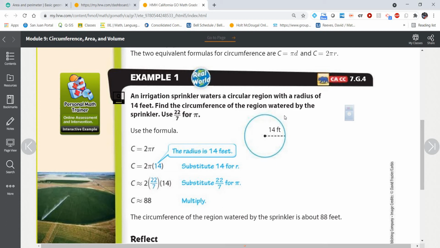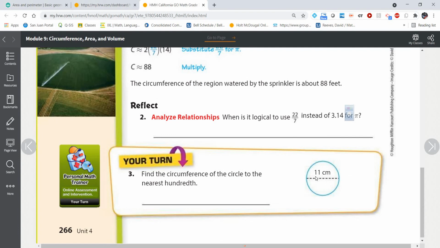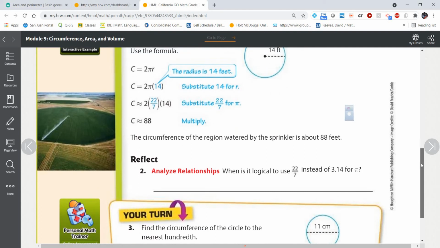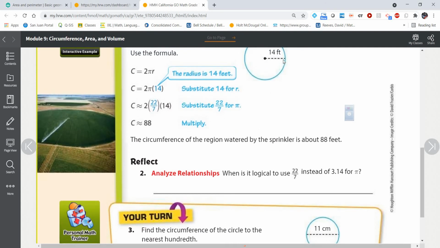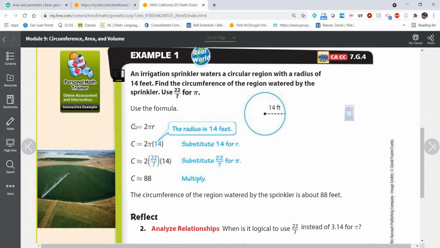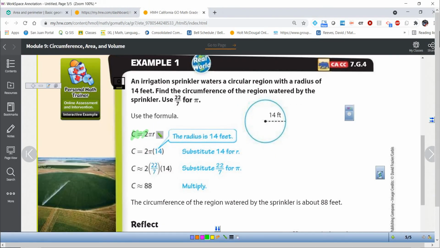So here's an example they have in the book. They've got a circle with a radius of 14. Now remember, this is a radius because it goes halfway. Right here down below it, this is a diameter because it goes all the way across. So when you're doing these problems, pay close attention. Are they giving you the radius, or are they giving you the diameter? Are they giving the segment that goes halfway, or the segment that goes all the way across? If they give you the segment that goes halfway, then you're going to use this formula right here: circumference is equal to 2 times pi times r.